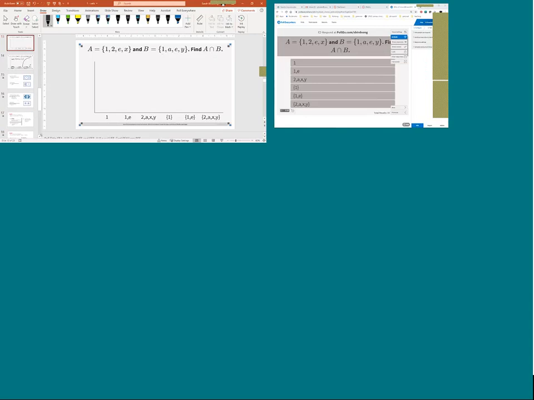So it looks like most of you have got answers. The key thing here is remembering the definition of intersection. It's not throwing everything together. It's only selecting some of the elements.